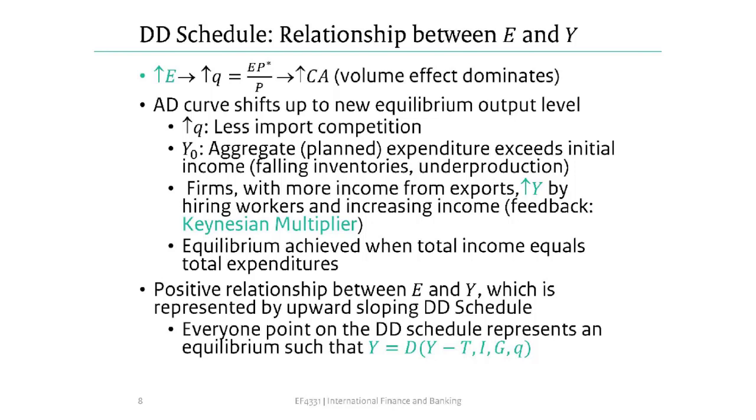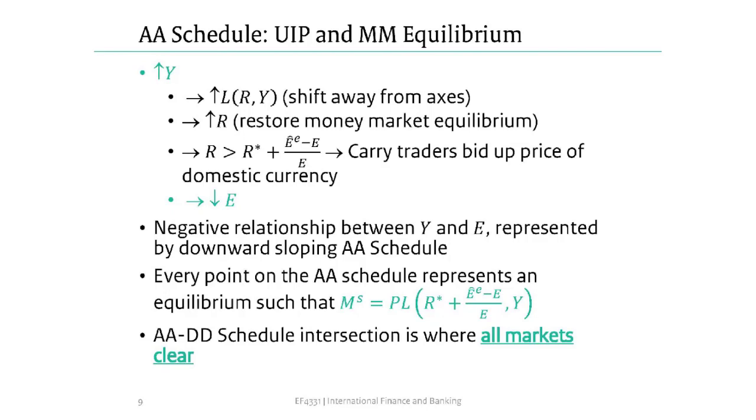The AA schedule, I think it's clear. We understand exactly why Y is negatively related with E, precisely because when there's a boom, more people want to consume. They want to hold on to more cash so that they can buy more goods and services today. What's different from before is that now we're combining UIP with the money market equation, namely plugging in R with R star plus E hat minus E divided by E. The intersection of AA and DD is precisely when all markets clear: financial markets clear, and the real economy clears.